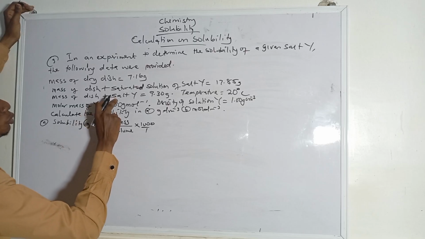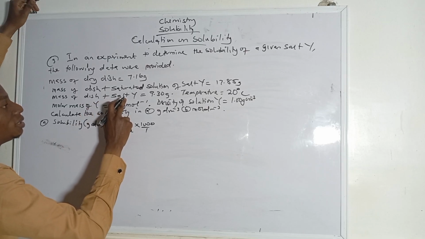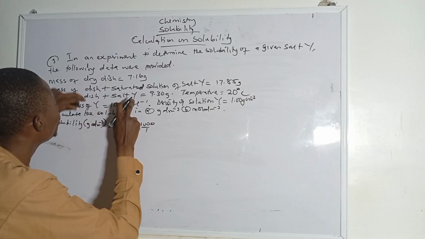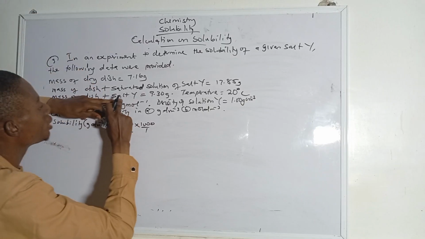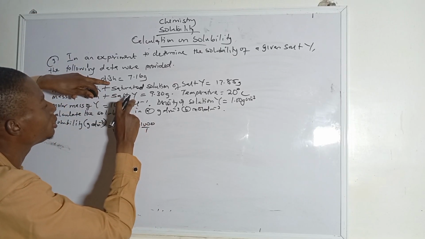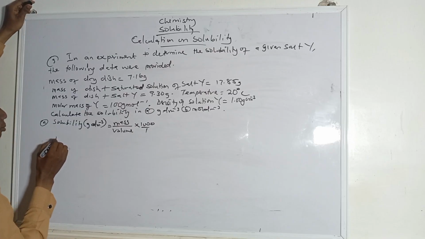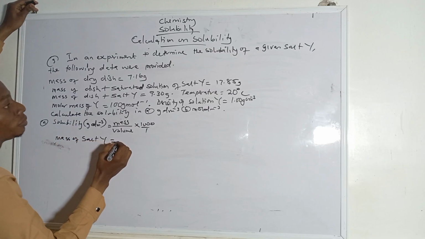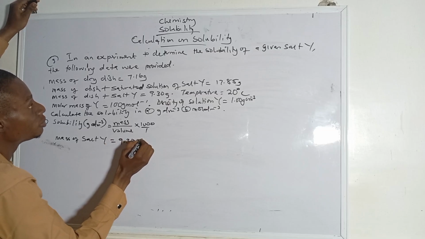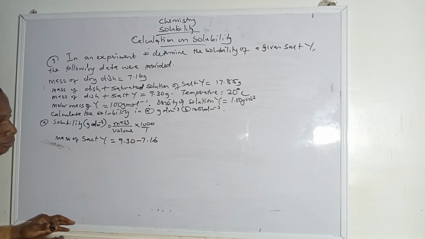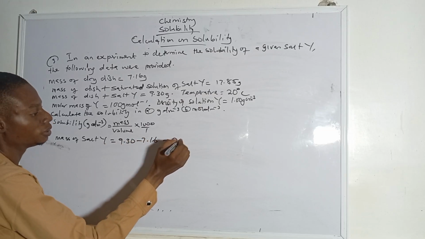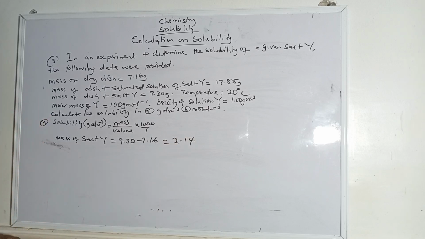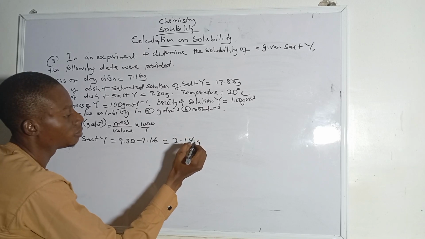We use this one to get the mass of salt water. This is the mass of dish plus salt water. That means if you remove the dish from here, you get salt water. So this is the mass of dish. So the mass of salt water is equal to 9.30 minus 7.16, that's 2.14. Check the calculator to confirm that.